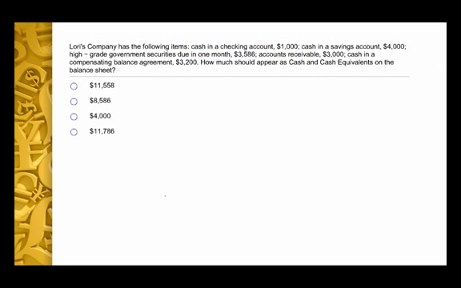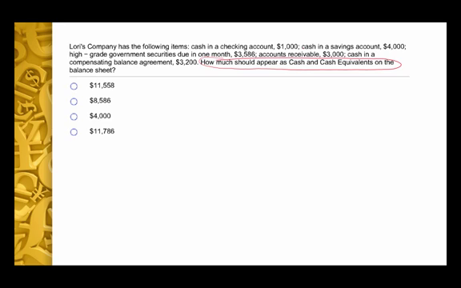So now we have a different type of example. This is actually your learning objective 7, and it has some information about cash and cash equivalents. So here we have Lori's company that has the following cash in the checking account. And what we're looking for is how much should appear on cash and cash equivalents. So at this point, if you have not read this part of your textbook or your PowerPoint notes, I would highly recommend you do so, because then you'll see cash in a checking account is 1,000.